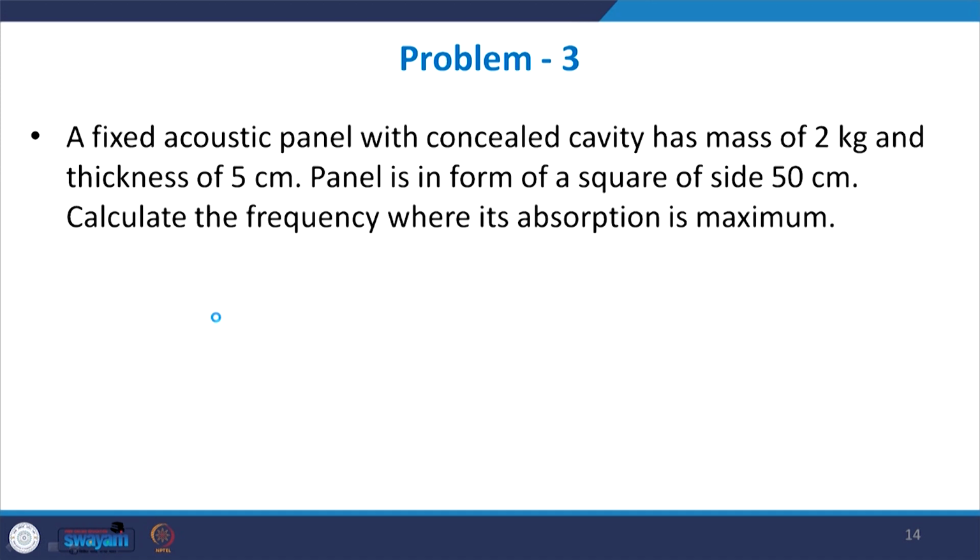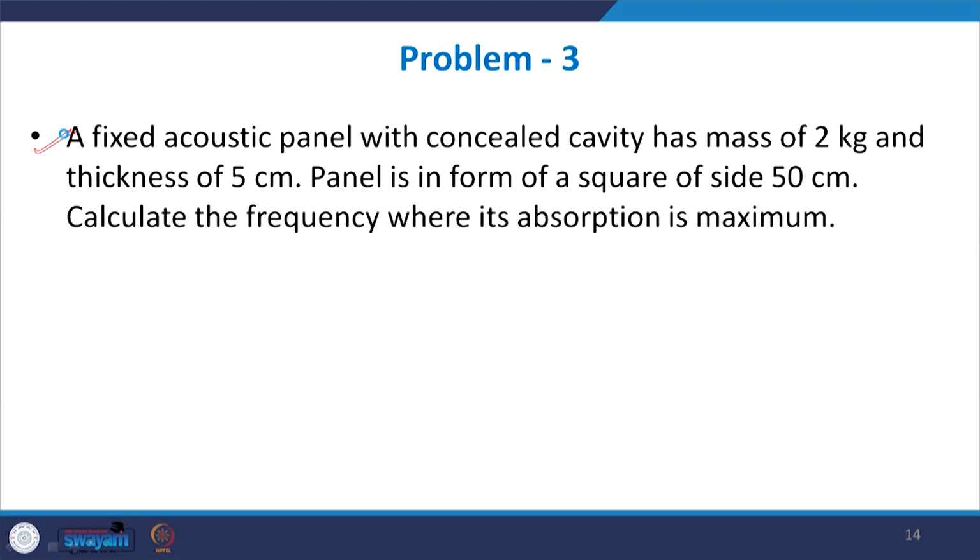Okay, now the third problem, this is on panel resonators. It is given to us that a fixed acoustic panel with concealed cavity has mass 2 kg, thickness 5 centimeters, and the panel is in the form of a square of side 50 centimeters. Calculate the frequency where its absorption is the maximum.